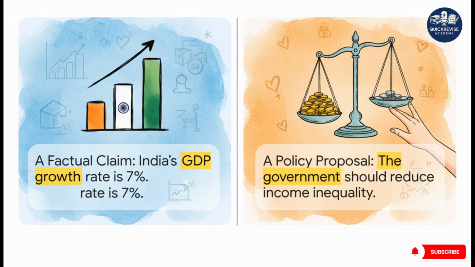We can check it. But then on the right, you have a policy proposal. The government should reduce income inequality. That's not a fact, is it? It's a goal, an ideal. They're both about the economy for sure, but they exist in completely different universes. Let's figure out how to categorize them.